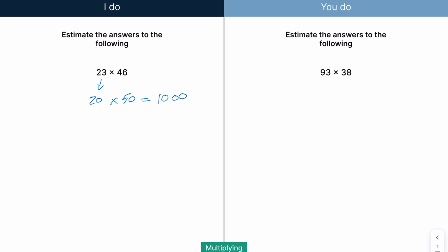Now, hopefully you've pressed pause and had a great example on the right. So we're going to round this to one significant figure, which becomes 90. And we're going to round this to one significant figure, which becomes 40. So I'm going to do 9 times 4, which is 36, and add the 2 zeros on.